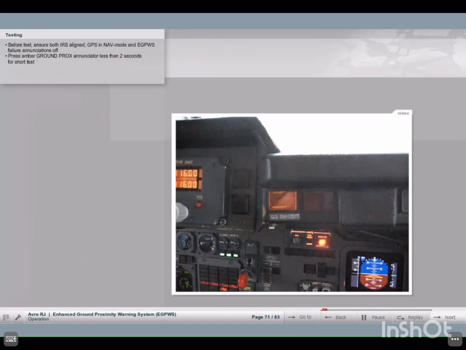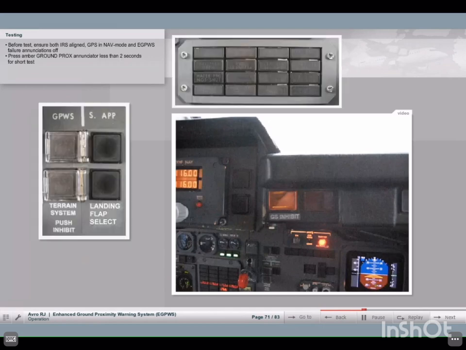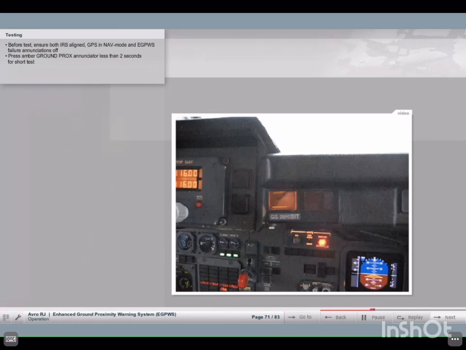Before performing the test, ensure that both IRSs are aligned, both GPSs are in nav mode, and all EGPWS failure indications are out. Then, for the short test, the amber ground prox annunciator is pressed less than 2 seconds.